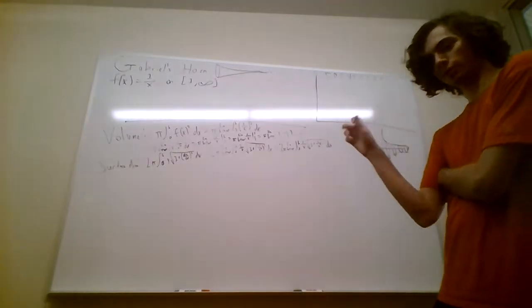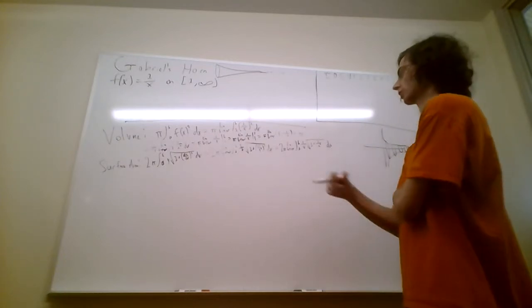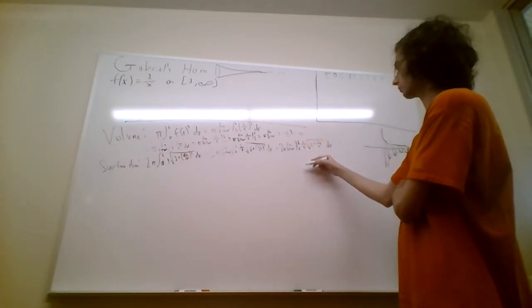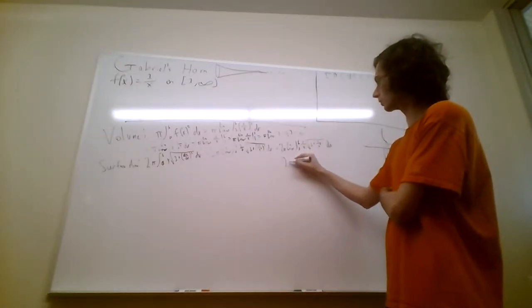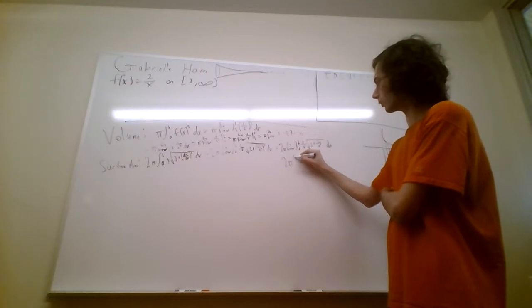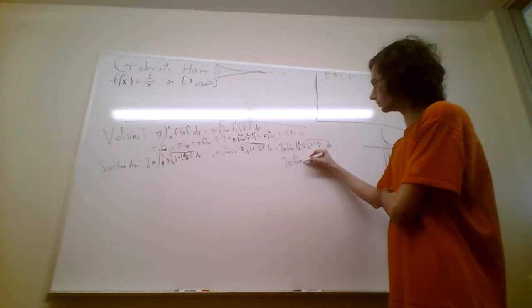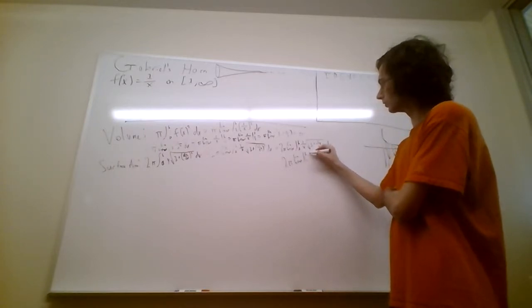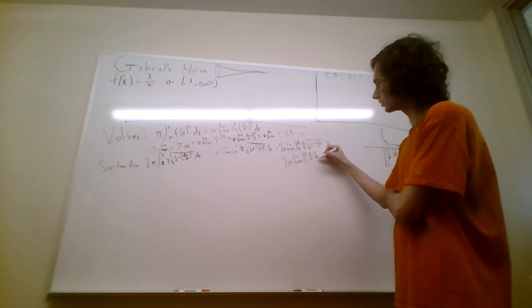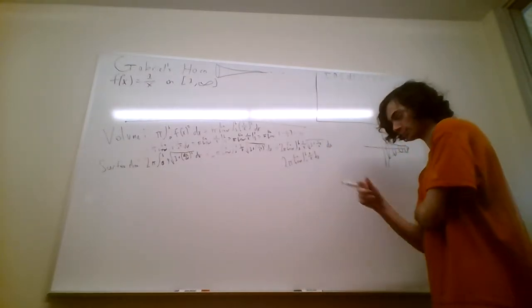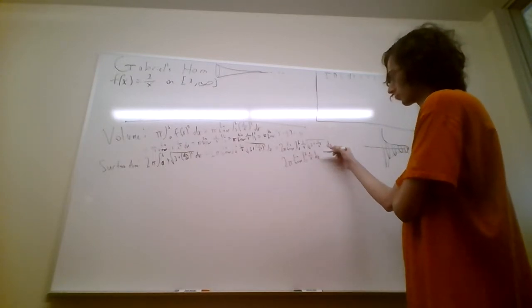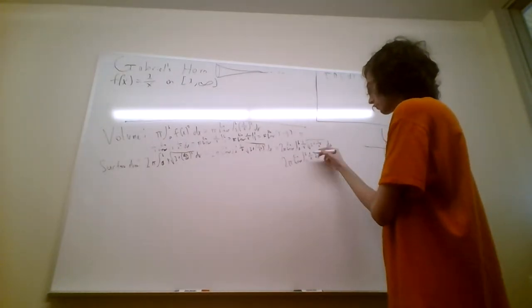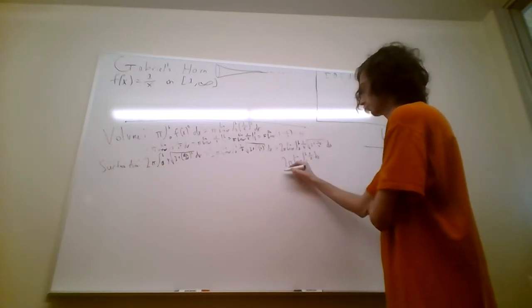I don't know how to integrate that, but we can compare it to a similar integral. If we compare it to 2 pi limit as b approaches infinity of the integral from 1 to b of 1 over x dx, I can do that. I'll explain why I'm doing that and why that compares to this integral right here. So the integral of 1 over x is natural log of x, so put that in.